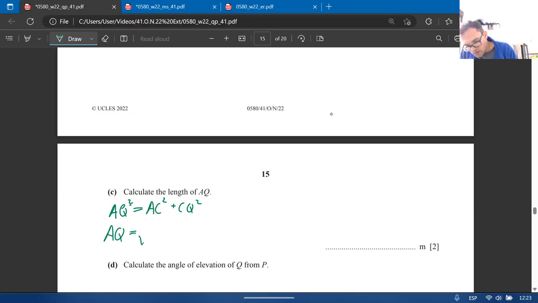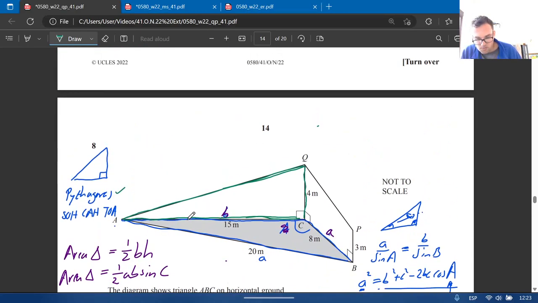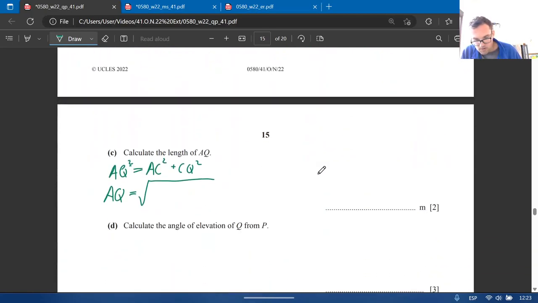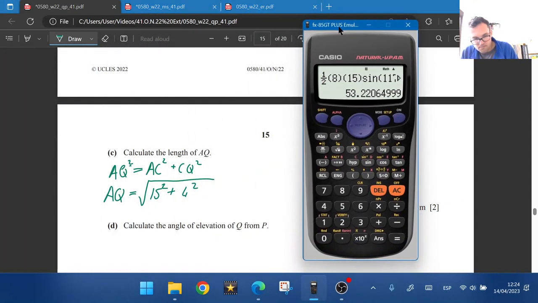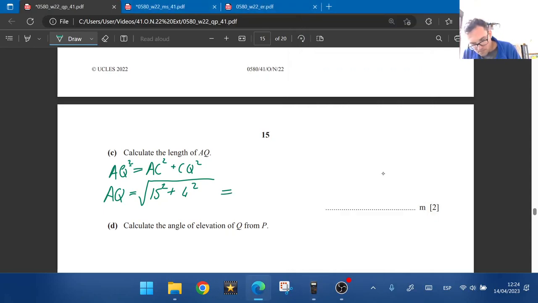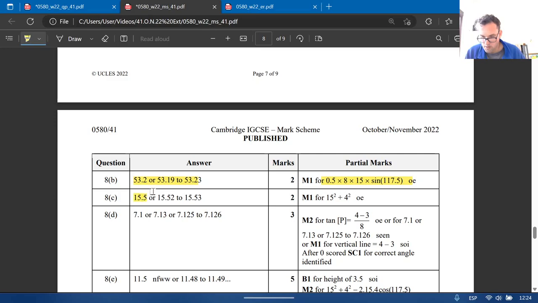We're going to have to get rid of that square, so we're going to square root. AC, of course, being 15, and CQ being 4. So it's 15 squared plus 4 squared. Again, the order doesn't matter actually. 15.524. Rounded to three significant figures, 15.5. There we go.